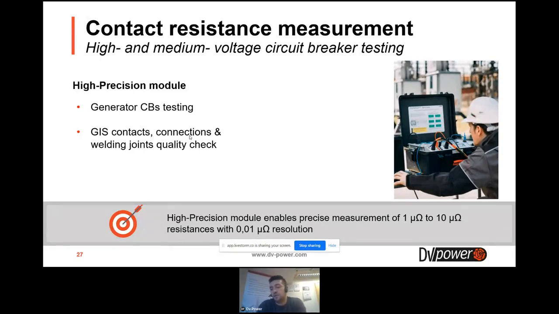So in DV Power we found a solution using a high precision module, which basically amplifies the signal when these ultra low resistances are measured, and with this feature we are able to get great accuracy even in these situations. You need extremely high accuracy for these types of measurements, because if you are measuring 5 micro-ohms, and you have only a 2 micro-ohm error, it will be a significant mistake, of course.